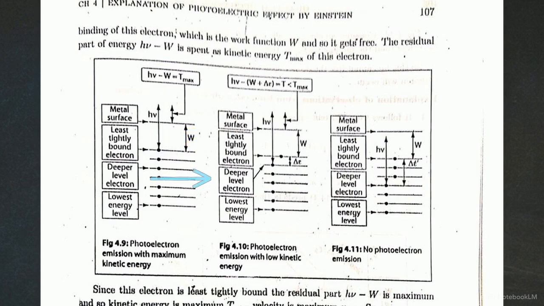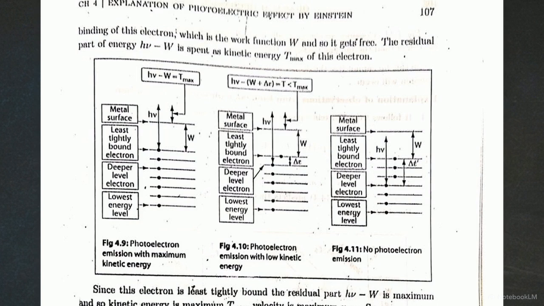Electrons sitting deeper within the energy levels of the metal require more than just the base work function to escape. They need an additional amount of energy, labeled delta epsilon. Because they spend more of the photon's energy fighting their way to the surface, they emerge with lower residual kinetic energy. The simplest interaction happens at the very surface.